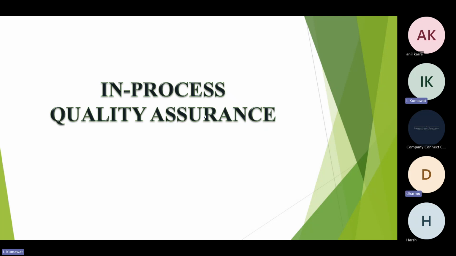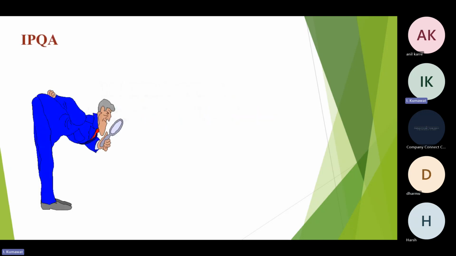Okay, so in-process quality assurance. What is in-process quality assurance? What will we cover during the sessions? What is the IPQA? In-process quality assurance. What does it mean? The production department manufactures the product, but in-process quality assurance assures the quality of the product. How do they assure the quality of the product? They do fault findings.